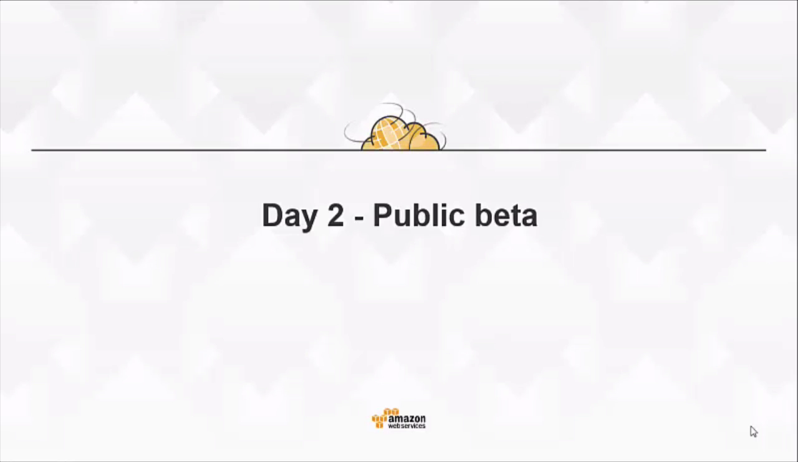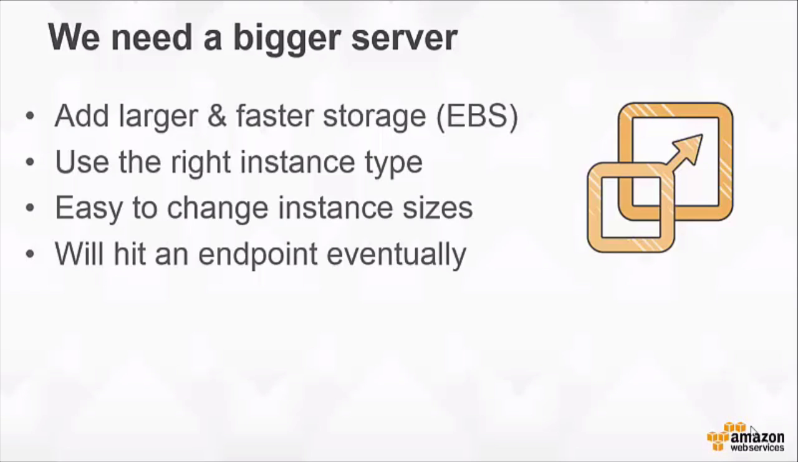Soon you will want to open access to the wider public, and you will run a public beta. If things go well, you will soon need a bigger server, and that is easy on AWS. You can add more and faster storage with EBS, and you can stop the instance, change the size of your instance, and start it again with perhaps more RAM or CPU. Of course, that is not our long-term strategy. This will eventually hit an endpoint. Plus, having everything in a single, very large server is not great in terms of fault tolerance or cost efficiency.